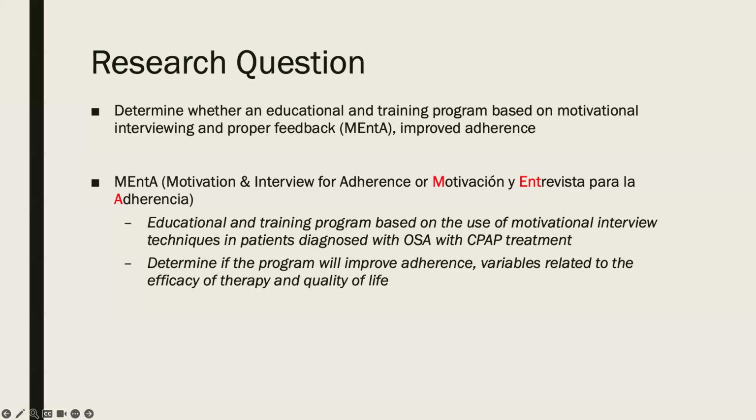So for just more explanation, MENTA, like I said, this was done in Spain. It stands for Motivación y Entrevista para la Adherencia, i.e. motivation and interview for adherence. And like I said, the goal of incorporating this MENTA program is to see if it will improve adherence. And they try to take into account some variables related to the efficacy of the treatment and some sort of evaluation for quality of life.